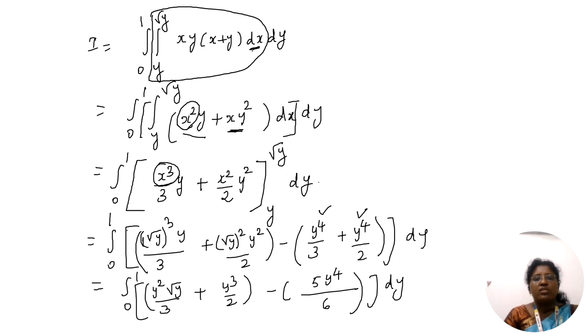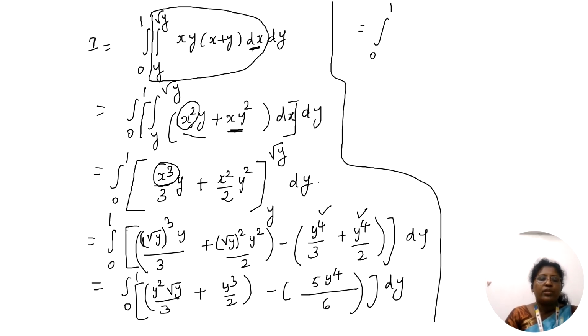Again simplify this. So we are getting integral 0 to 1. y square into root y, actually root y is y power 1 by 2. y square into y power 1 by 2, take LCM and simplify. You will be getting y power 5 by 2. So y power 5 by 2 divided by 3 plus y cube by 2 minus 5y power 4 divided by 6 into dy. Now find the integration with respect to y.